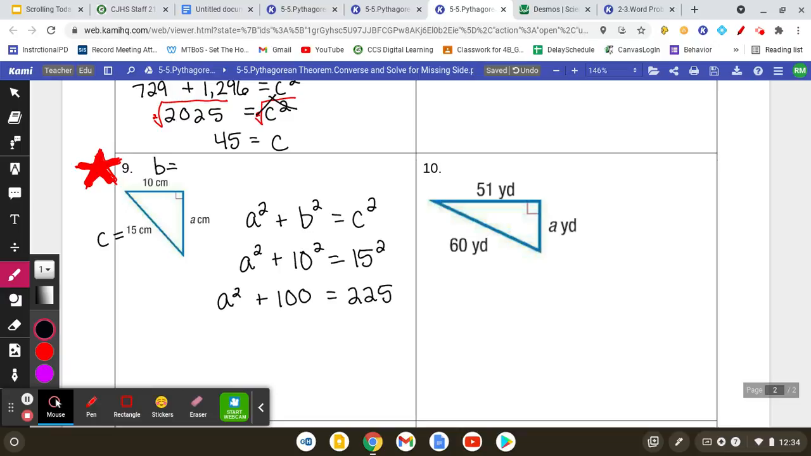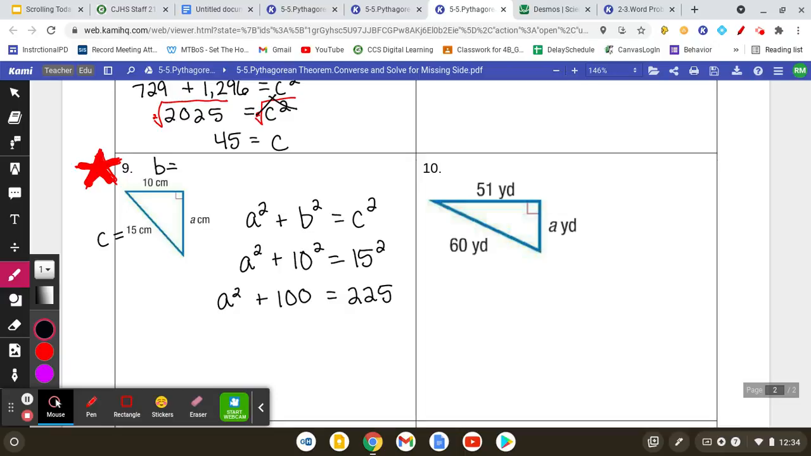Okay, were you able to make it this far? Hopefully you were. So to set this up, on this particular problem, we are trying to find one of the legs. We know the hypotenuse, but now we don't know what the leg is. So again, I just plugged in the numbers as shown in the formula, a squared plus b squared equals c squared, and this is where I'm at so far.